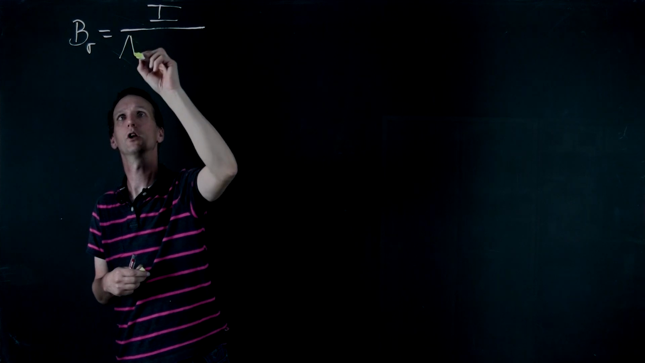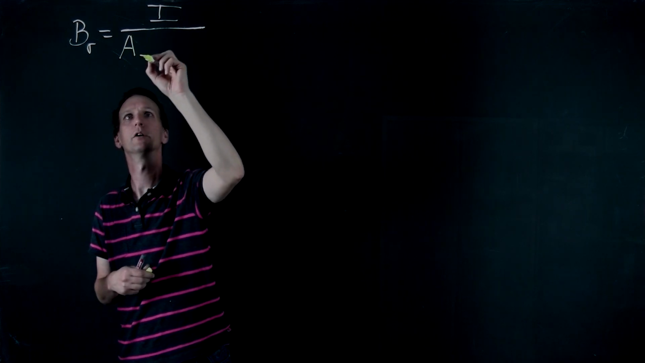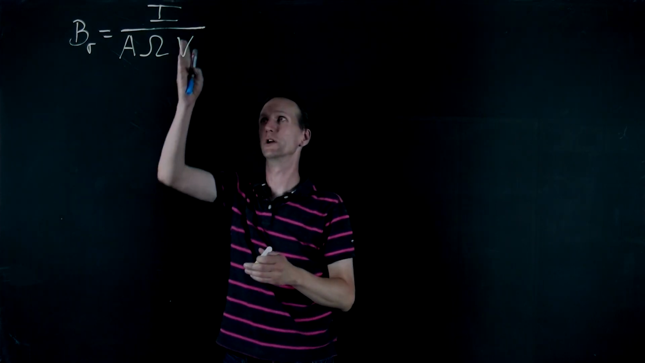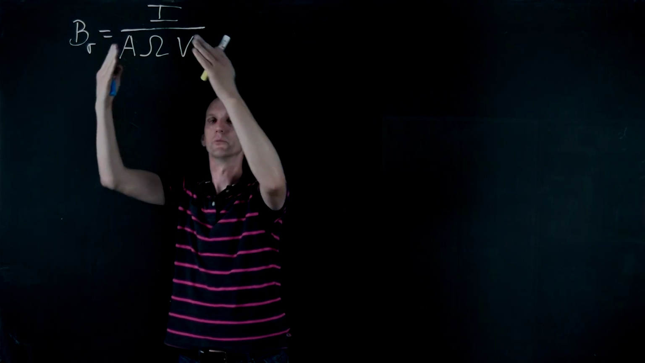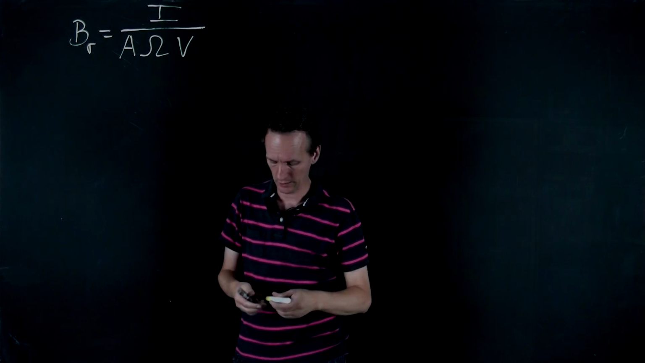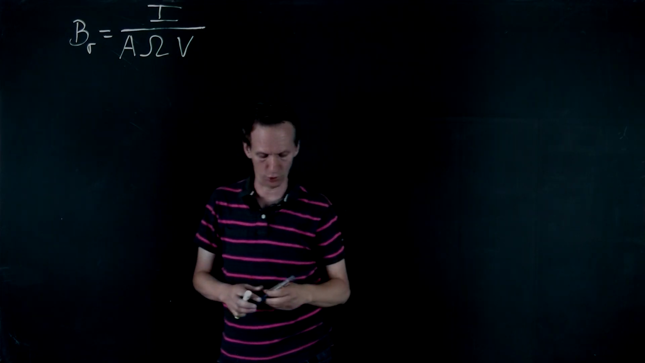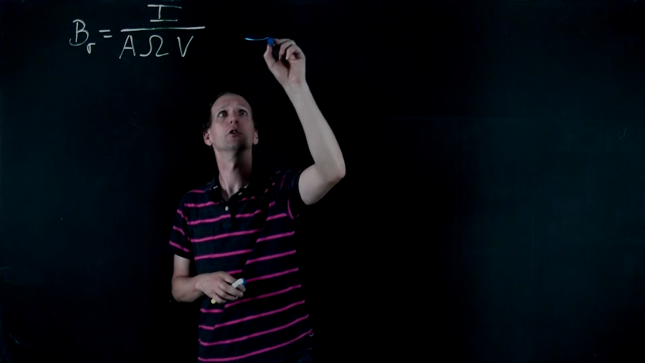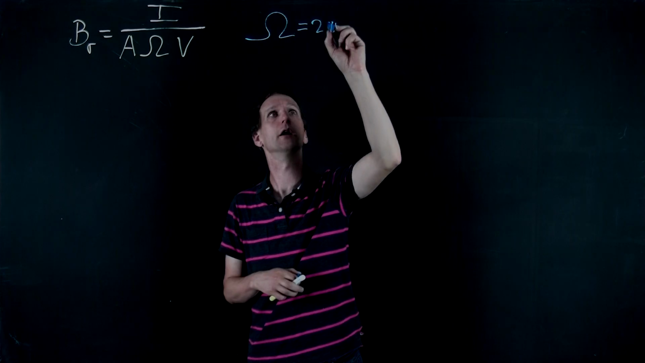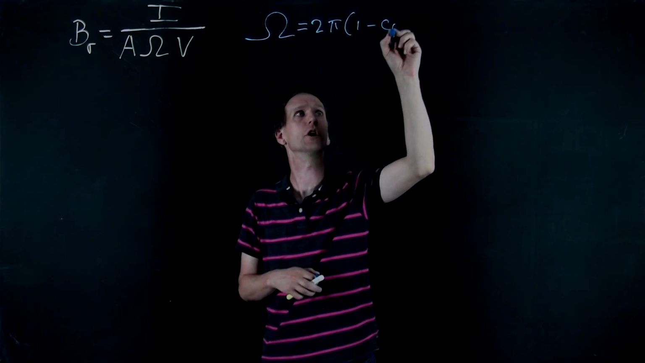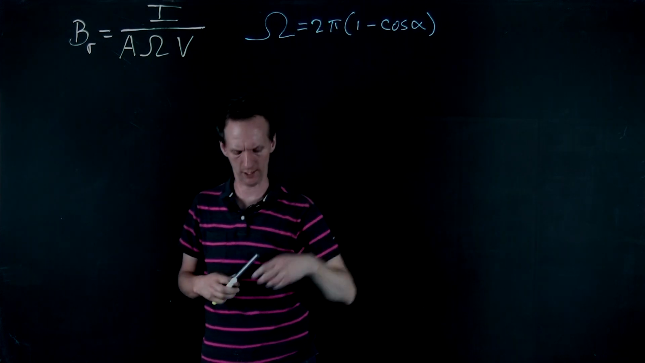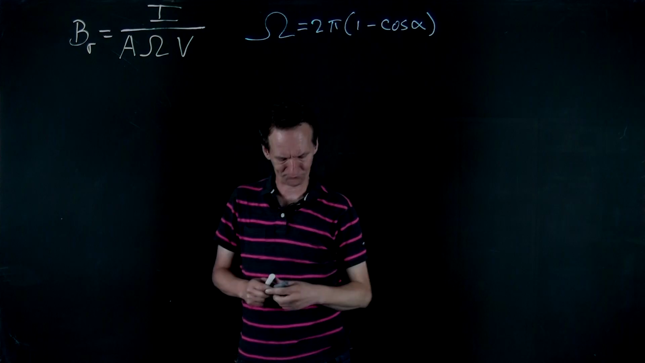So practically we evaluate that by dividing by an area, a solid angle, and the voltage. We've seen that we do this differentially, but practically we assume the current distribution to be homogeneous and we write it in this fashion. Now we need an expression for the solid angle. In general the solid angle is given by 2 pi times 1 minus the cosine of the opening angle, so the in-plane opening angle of the beam, alpha.